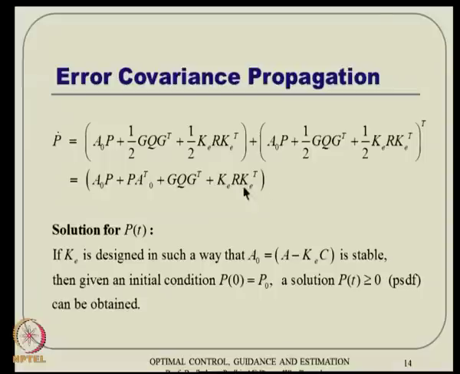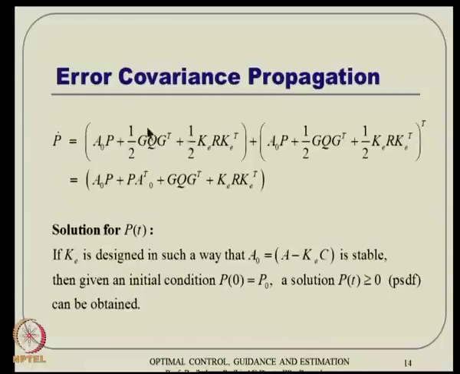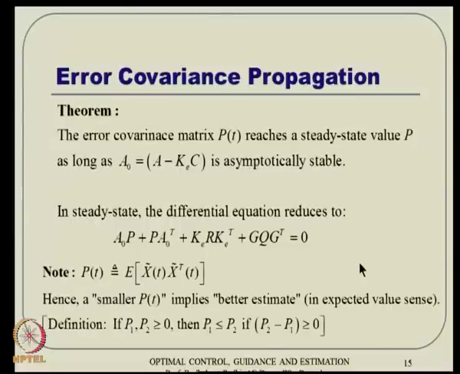Now, here is a problem: we still need to design Ke, but we need a solution for P also for that. So here we have to go back and cite a theorem sort of thing. It tells us that in steady state this P dot is going to go to 0, provided this quantity A naught, which is A minus K, is stable. And what we are interested in is a positive semi definite solution for P of t. So this turns out to be like this.